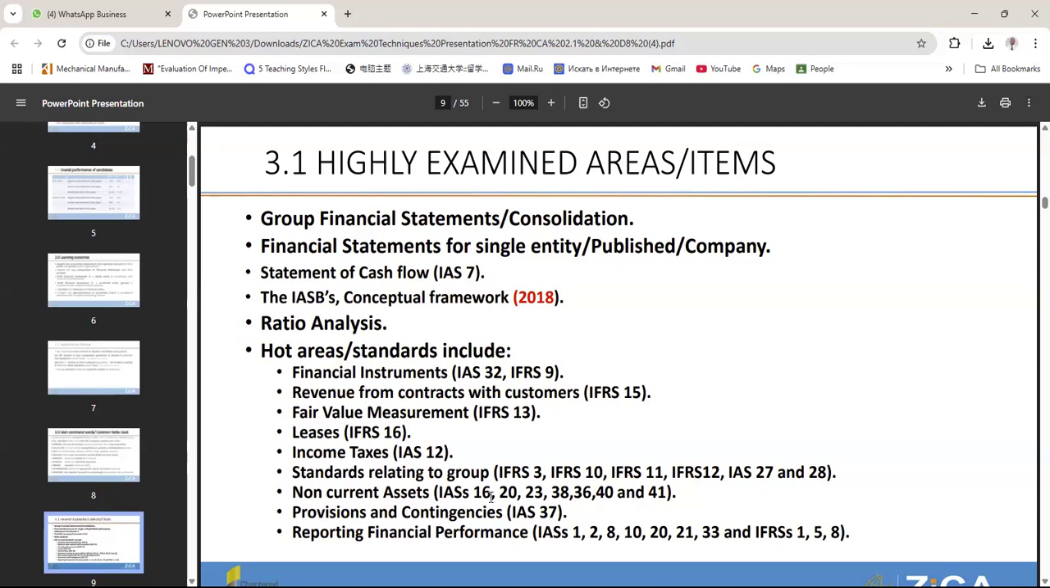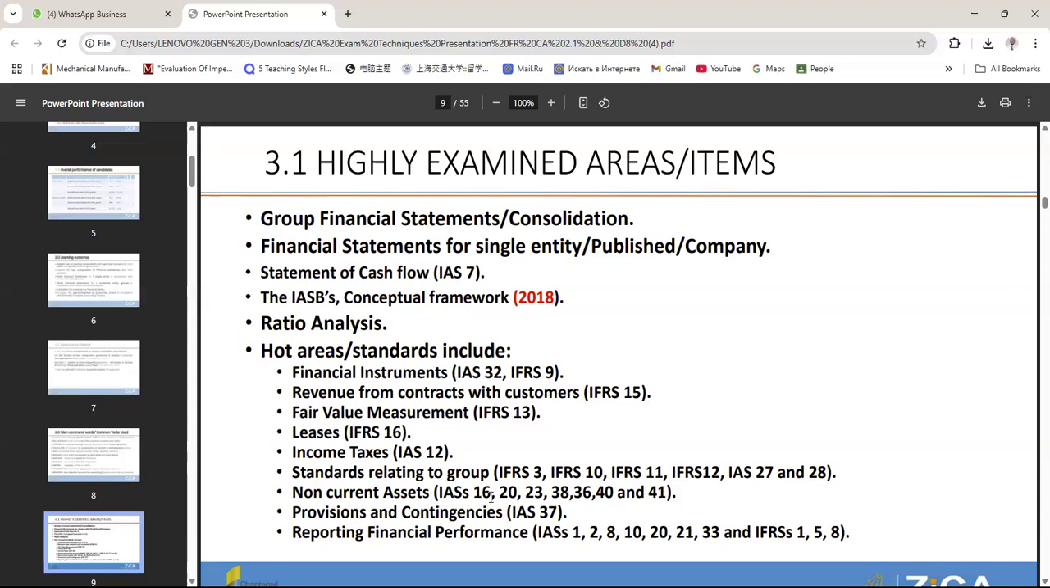IAS 2 is inventory, which we know we measure at the lower of cost and net realizable value. IAS 8 is accounting policies, estimates and errors. Ensure you know what an accounting policy, an estimate, and an error are.